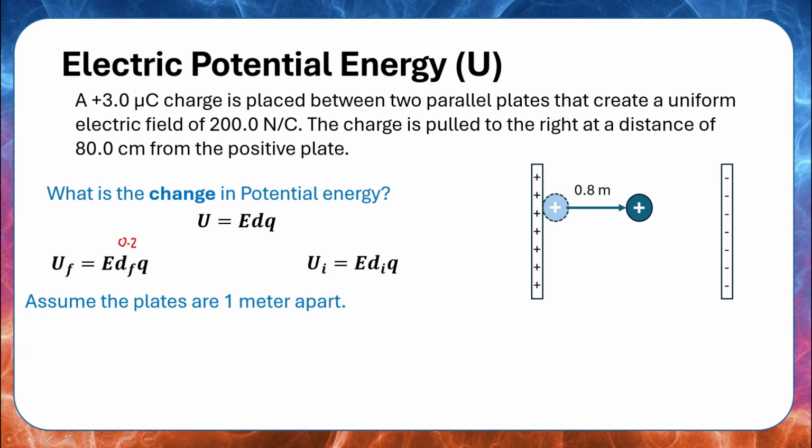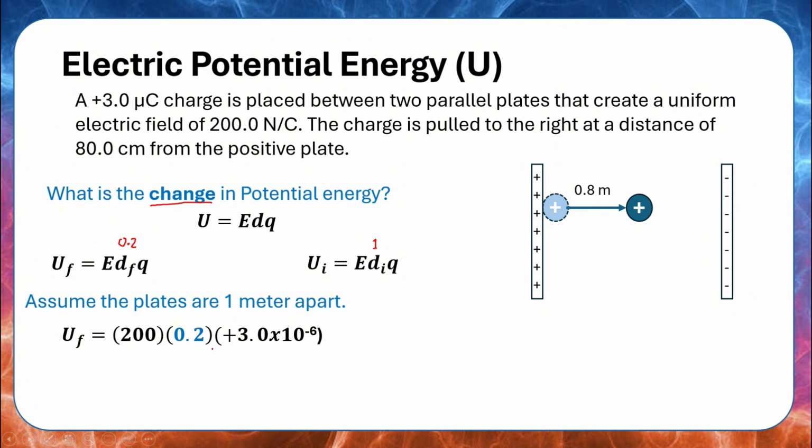So we already have this as 0.2, and this distance here is 1 meter, because it was attached to the positive plate, so it is 1 meter based on our assumption. And the distance d_f is 0.2 because we subtracted the 0.8 meters from the 1 meter. So we're going to solve each one of them, and then subtract the two because we're looking for the change. Change means final minus initial. So solve each one of them.